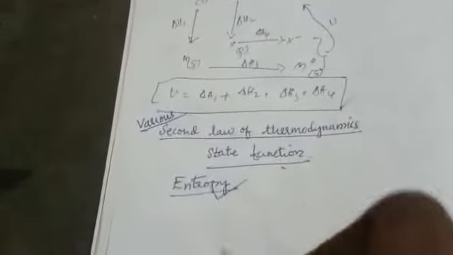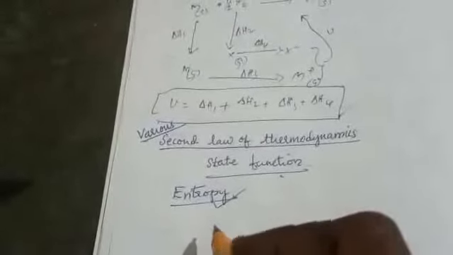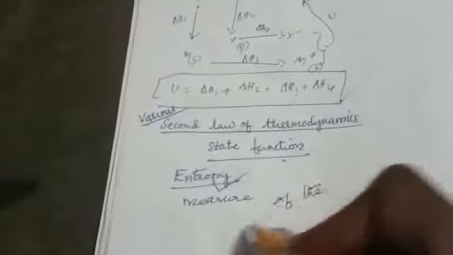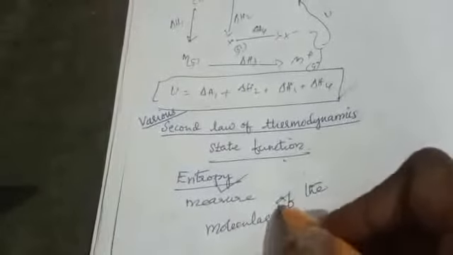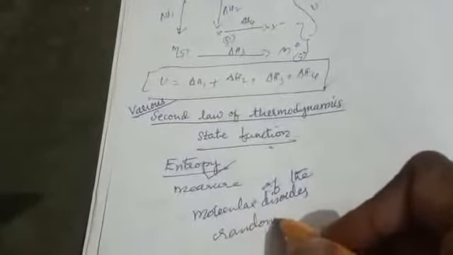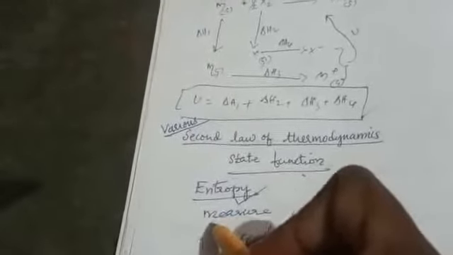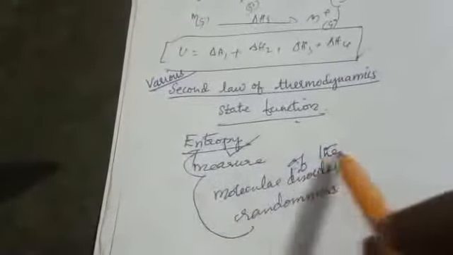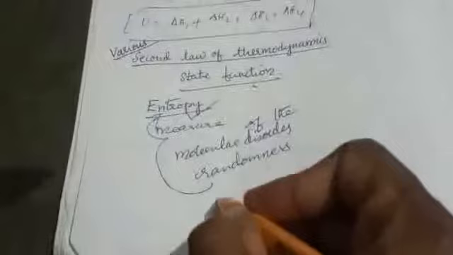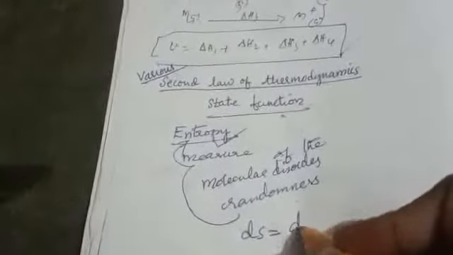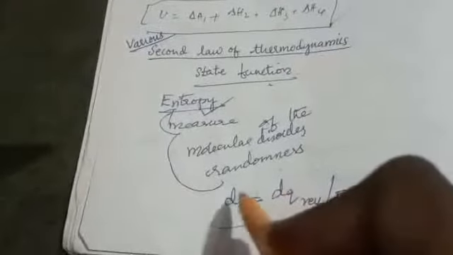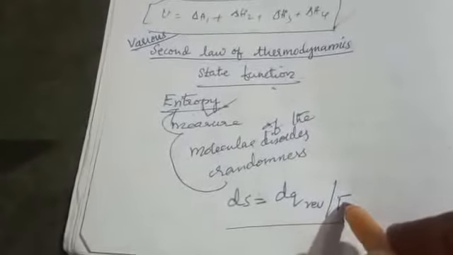What is meant by entropy? Entropy is the measure of the molecular disorder or randomness. We define dS equal to dQ reversible by T. That is called entropy: dS equals dQ reversible divided by temperature.